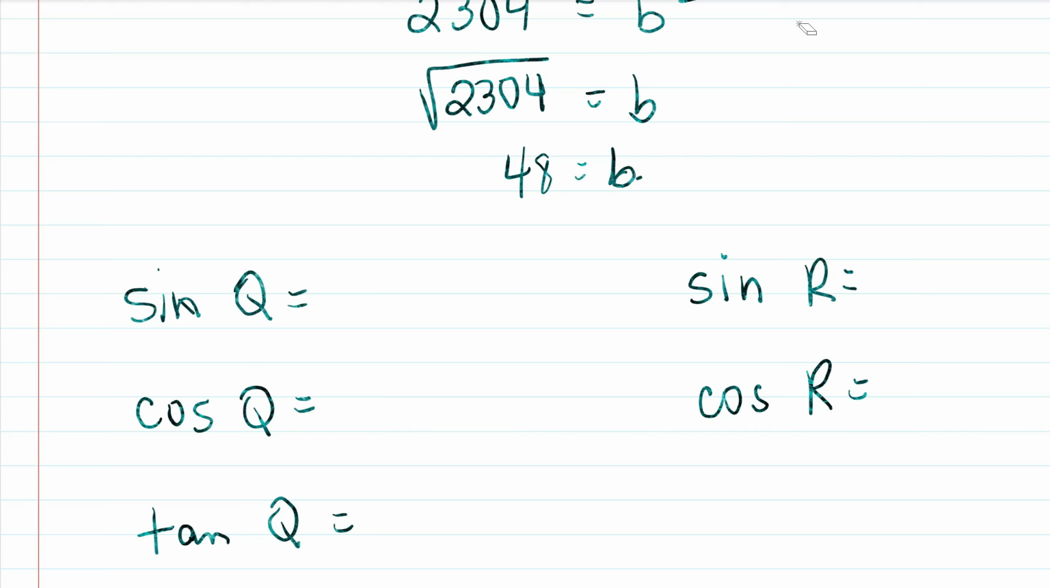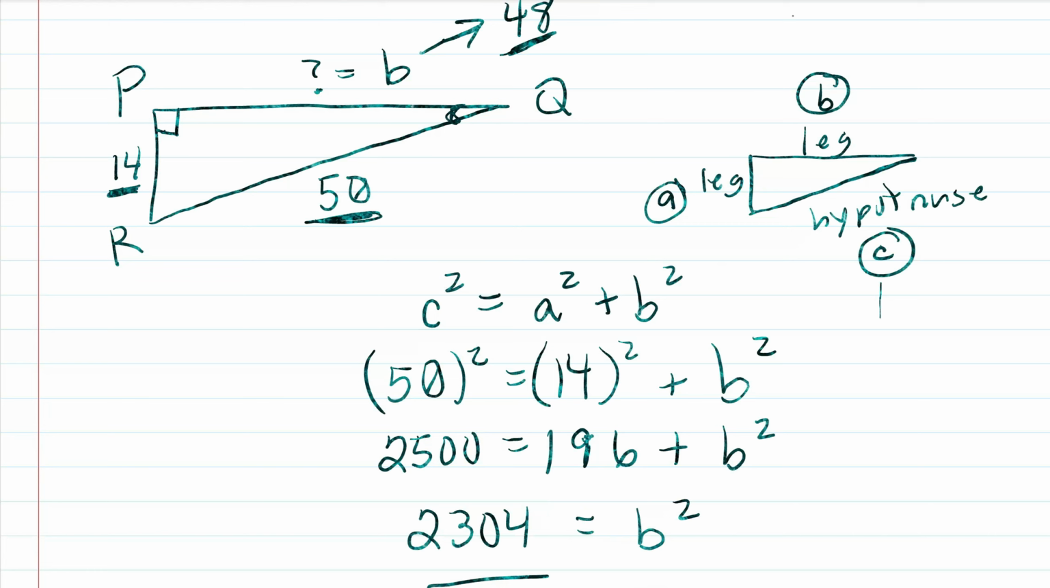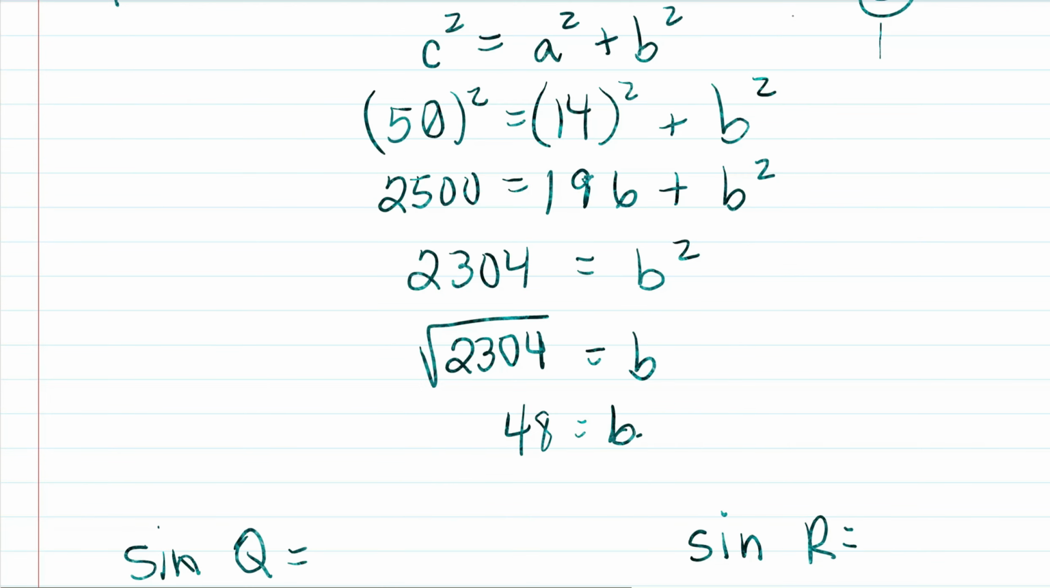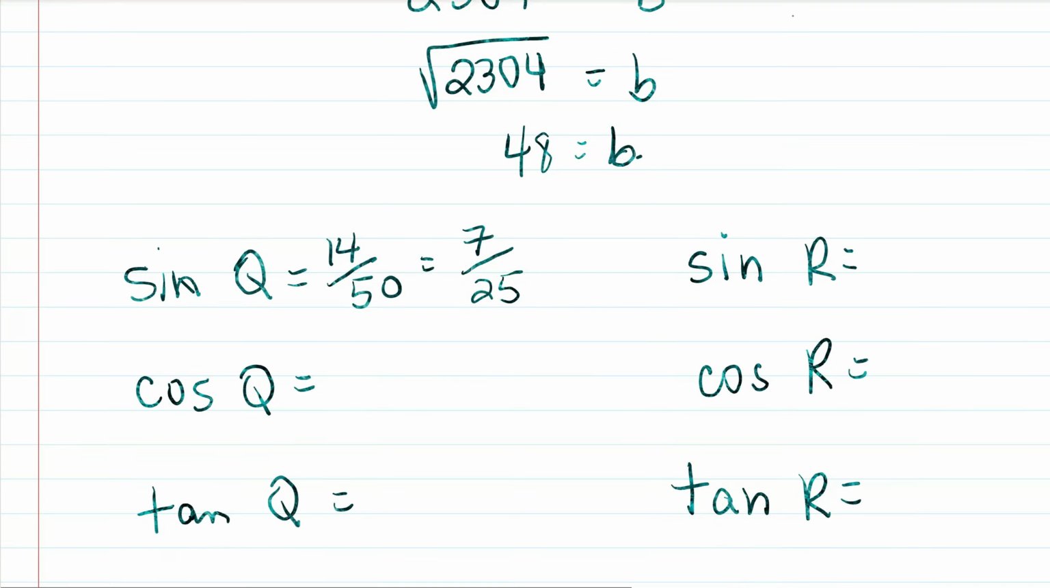The tangent of R, we're saying. All right, so the sine of Q, remember, is opposite over hypotenuse. So that means we're looking out from Q, and the opposite is the 14, the hypotenuse is 50, the longest side. So it's 14 over 50. Of course, you can reduce that, right? 2 goes into 14 7 times, 2 goes into 50 25 times. And then you just do the same thing for the other ones, right?